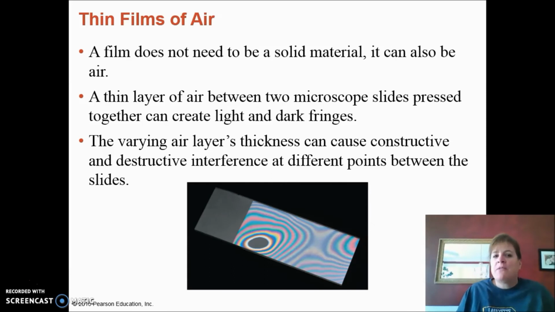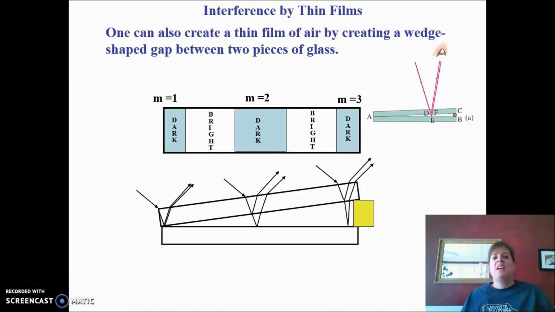Now, the film doesn't have to be a film, right? It doesn't have to be oil. It doesn't have to be this anti-reflective coating. It could be air. If you think about two microscope slides, if you've ever worked with microscope slides, they're really thin. And when they're together, there's usually an air gap in between because there's usually some dust there. So with microscope slides, you can see areas of constructive and destructive interference based off of the thickness of the air in between the layers. Pretty cool.